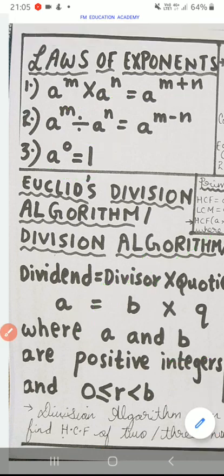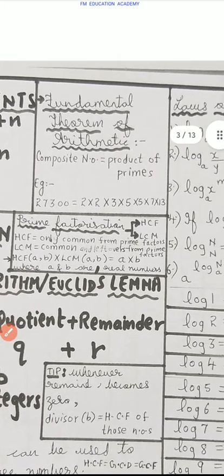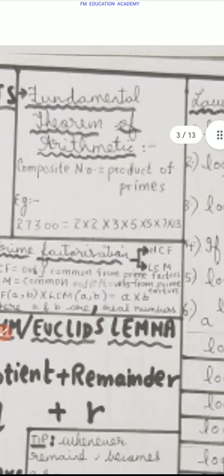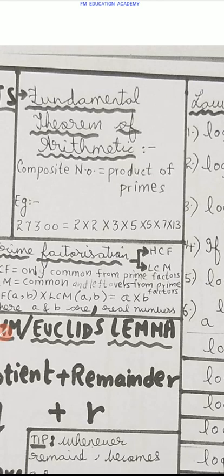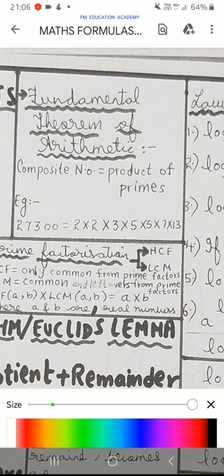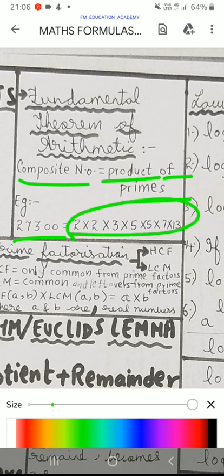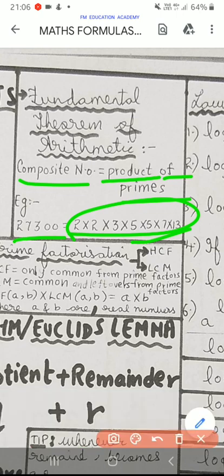Okay. Then you have the fundamental theorem of arithmetic. What does the fundamental theorem of arithmetic say? It says that every composite number can be expressed as a product of prime numbers. Example: 27300 can be written as a multiplication of prime numbers, which is 2 into 2 into 3 into 5 into 5 into 7 into 13. That is your fundamental theorem of arithmetic.